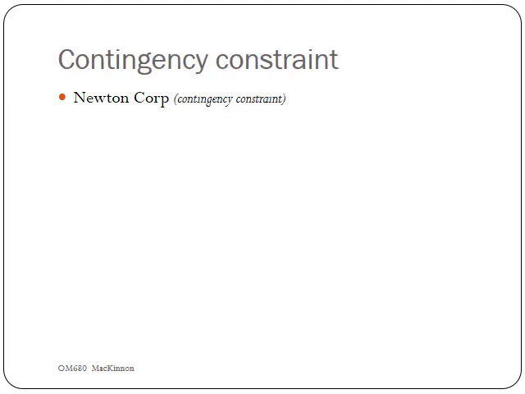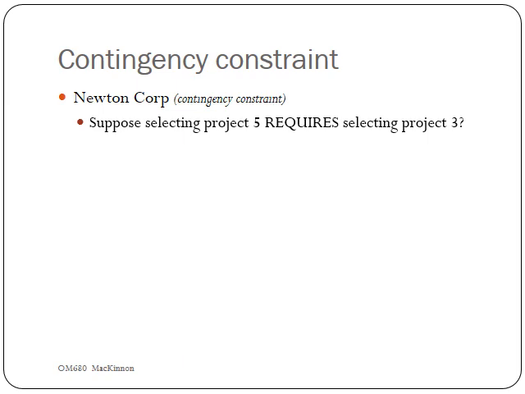Now, let's look at a contingency constraint. Let's say that selecting project 5 requires selecting project 3. So let's say that they are tied together in some way. If we select project 5, it requires selecting project 3.